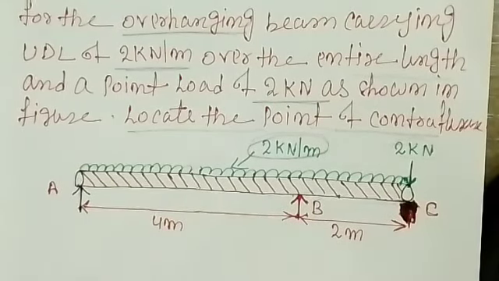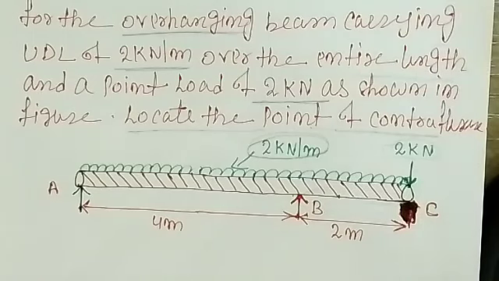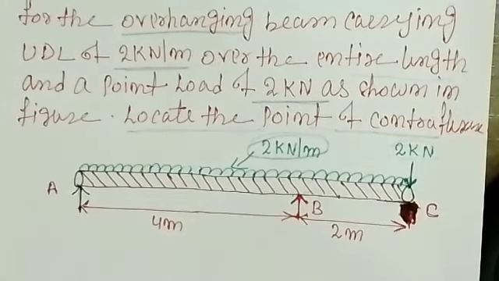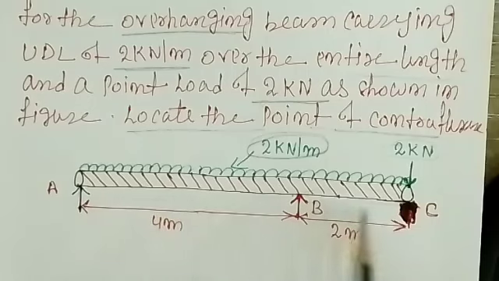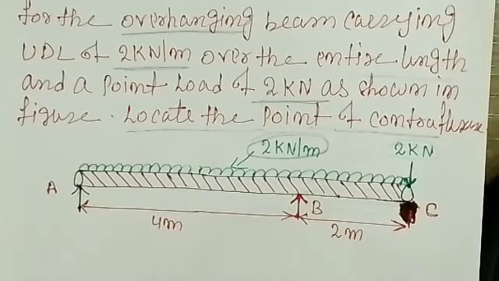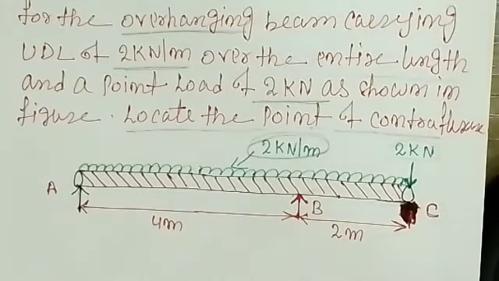So first of all, what we need to do, we have to draw the SF diagram, and then we need to find out the BM diagram, and then we'll find out the point of inflexion or point of contraflexure. For that, as you have seen, you have a simply supported beam, so you need to find out the reactions at A and B. So simply the equilibrium condition we will apply.